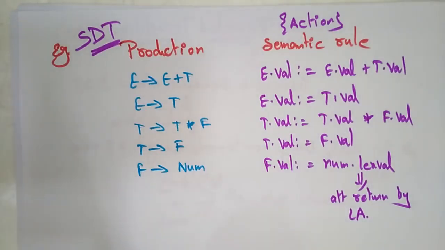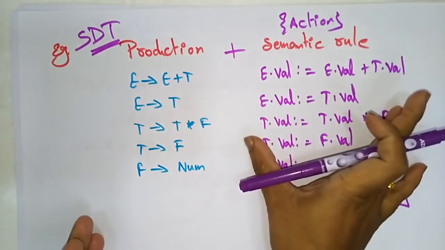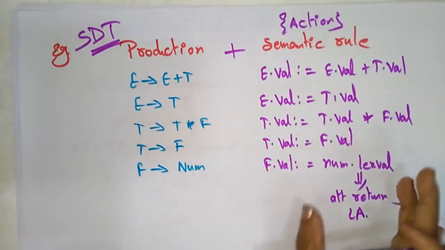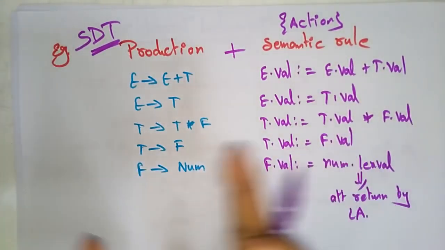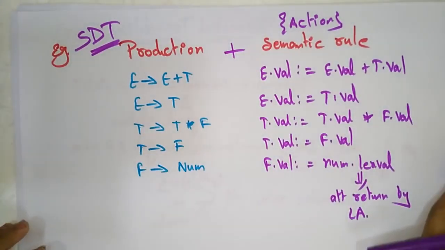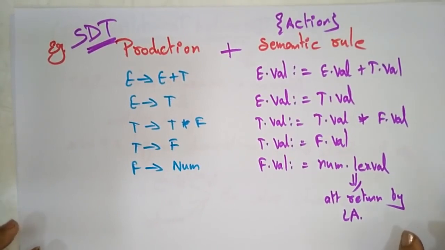So this is an introduction to syntax directed translation. A syntax directed translation is nothing but the grammar along with the semantic rules. Semantic rules here are the informal notations, which describe the action for this production. In the next video, we'll see how to implement this syntax directed translation.